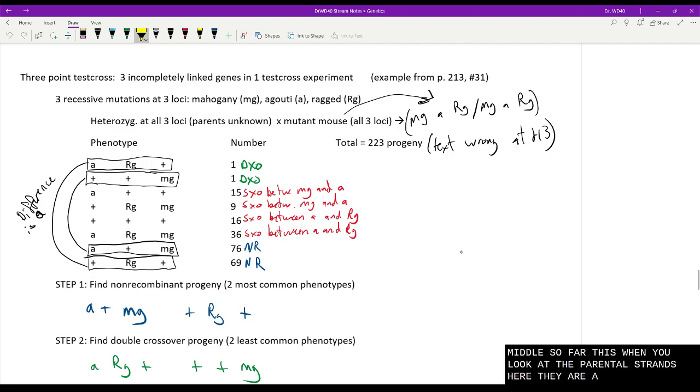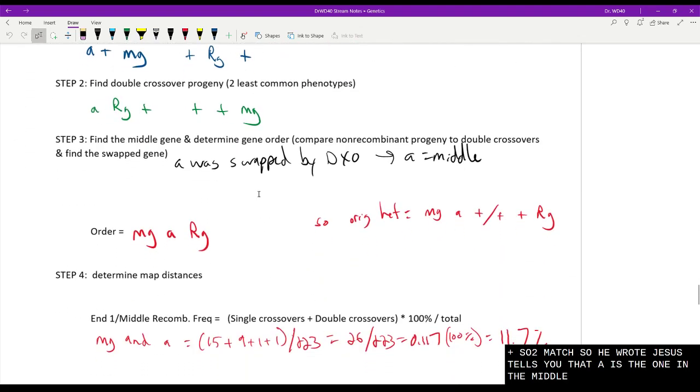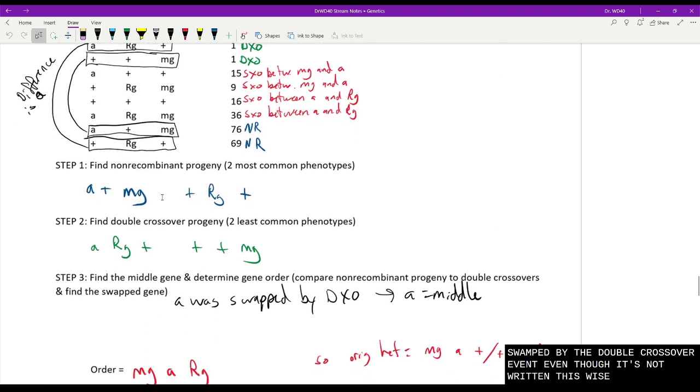They are A, or the non-recombinants, A plus Mg. So here's A plus Mg, so that double crossover event switched A in this one. Here, plus Rg plus, so two match. So here is A. So this tells you that A is the one in the middle. So A was swapped by that double crossover event, even though it's not written this way. So that's how you get that.